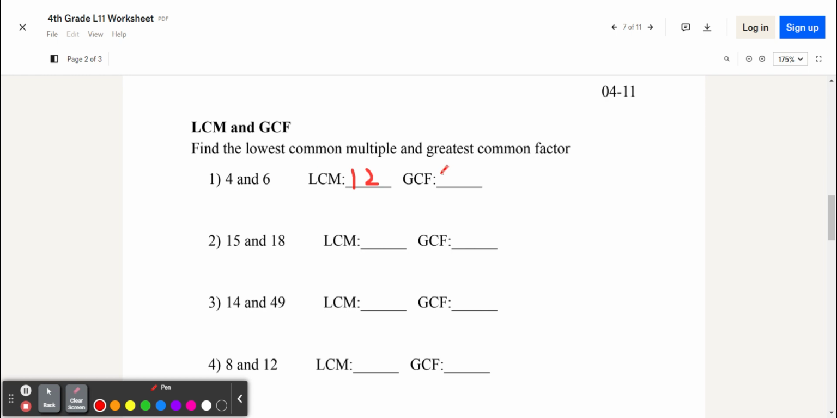The greatest common factor is the largest number that is a factor for both of them. In this case, that's 2, because 4 is 2 times 2, and 6 is 2 times 3. You can use the prime factorization to find the GCF easier.